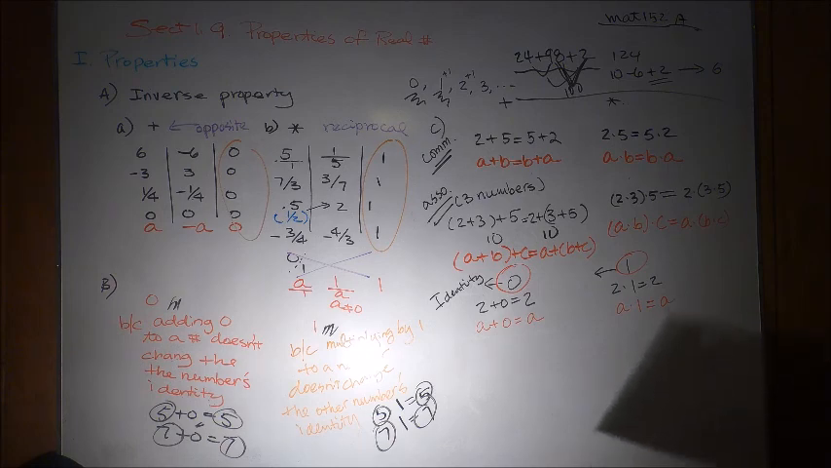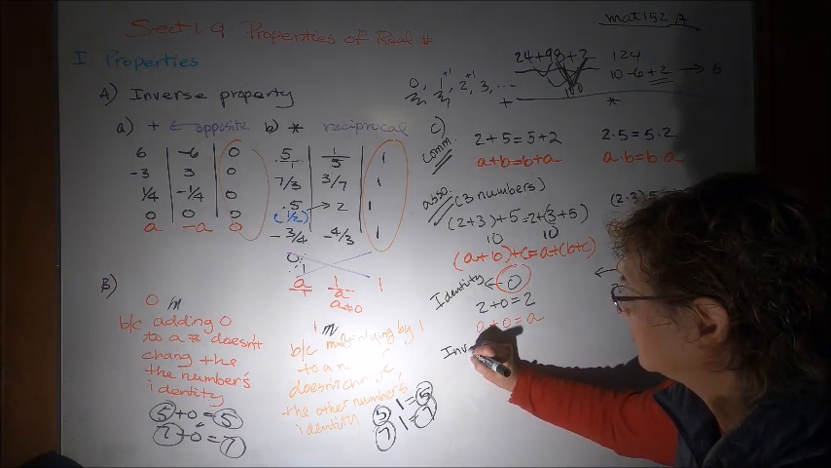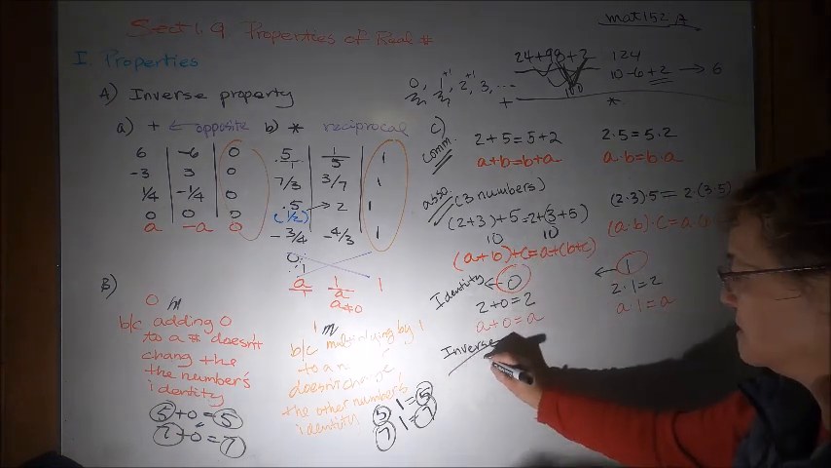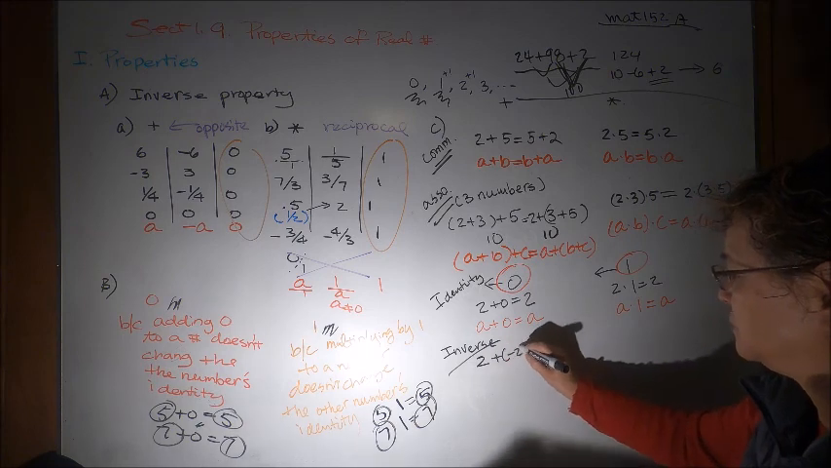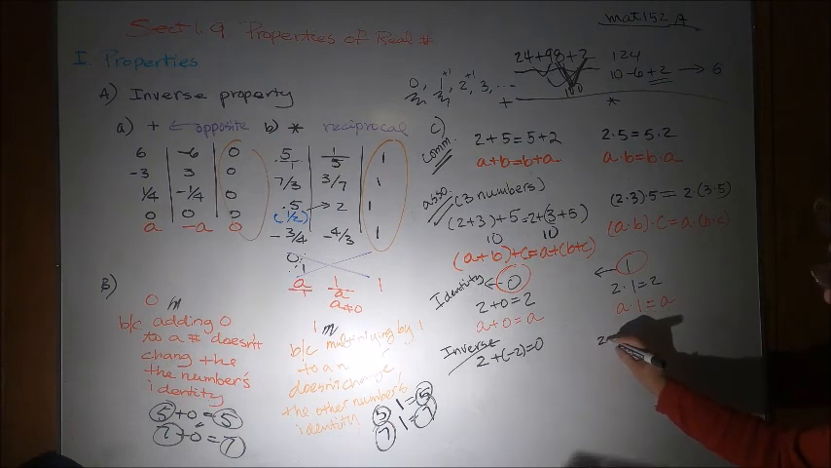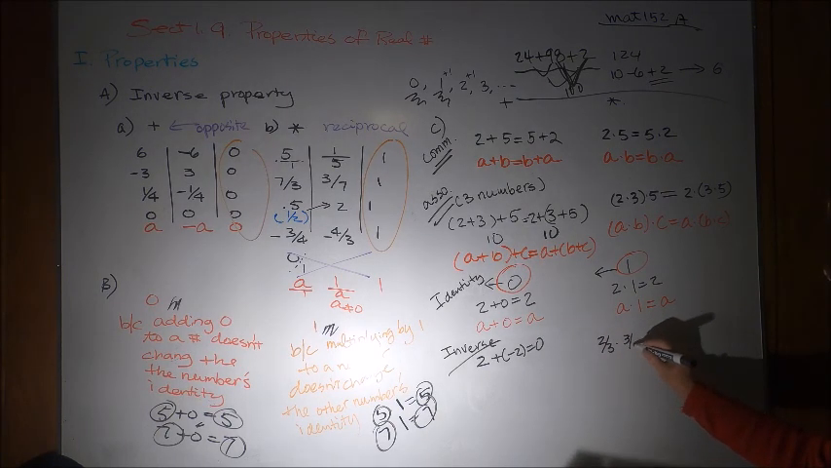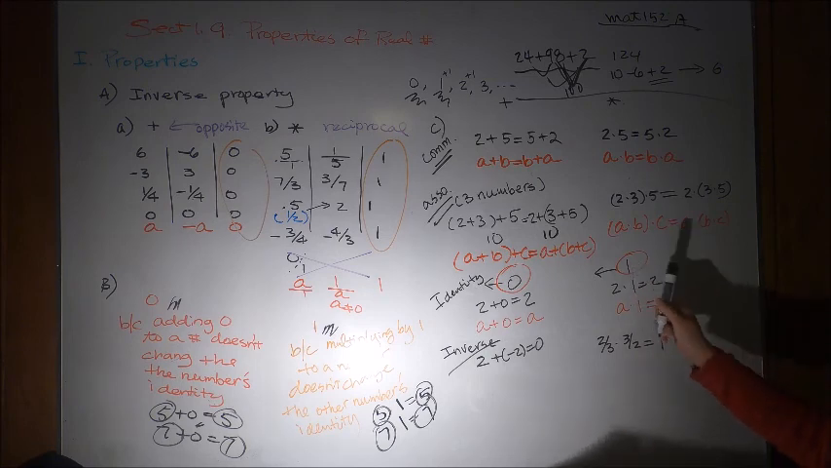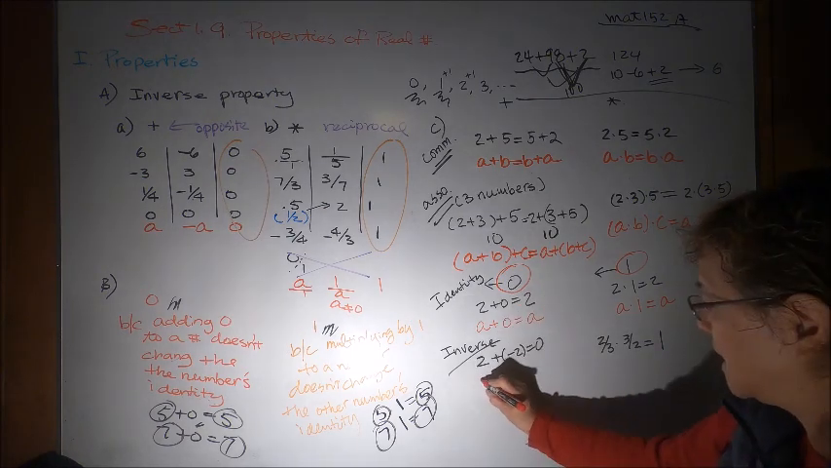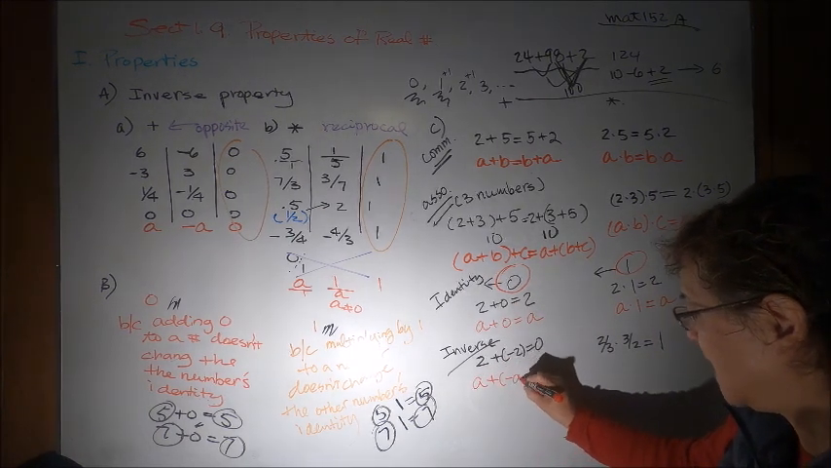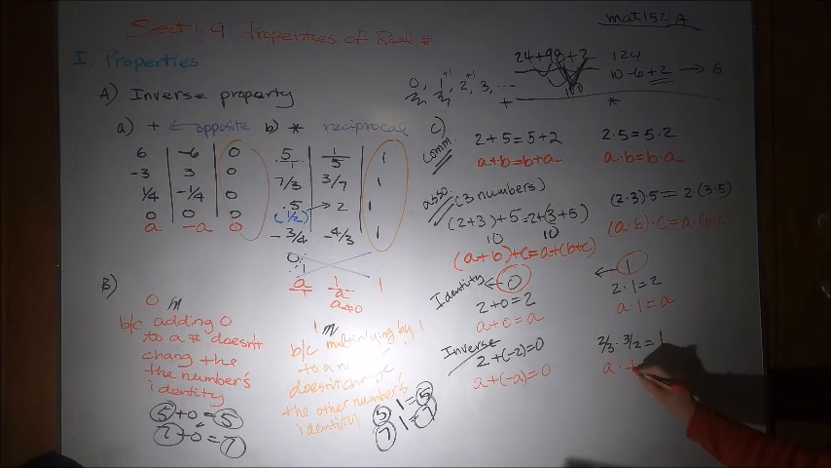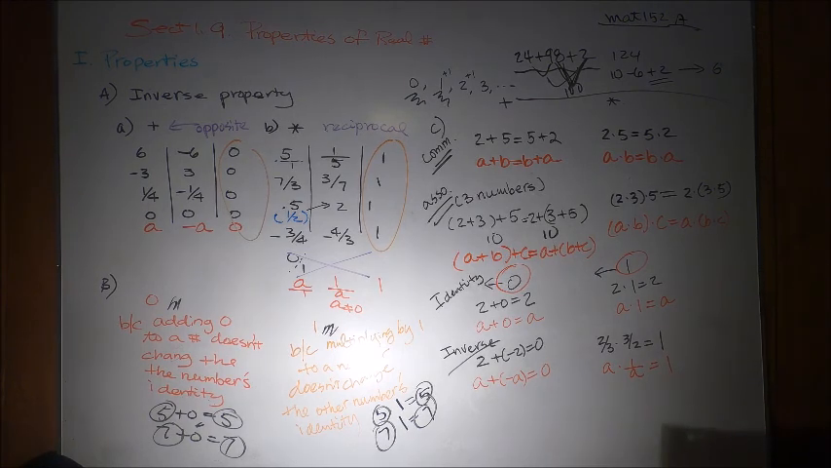And another one we talk about is what? Inverse property. It's opposite. It means what? 2 plus negative 2 is 0, right? Or if I have multiplication, 2/3 times 3/2 would be what? The identity. In algebra sense, that would be what? A plus negative A is what? 0. Or A times 1 over A is what? 1.